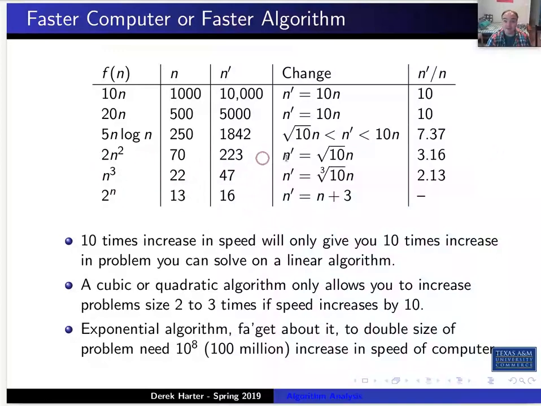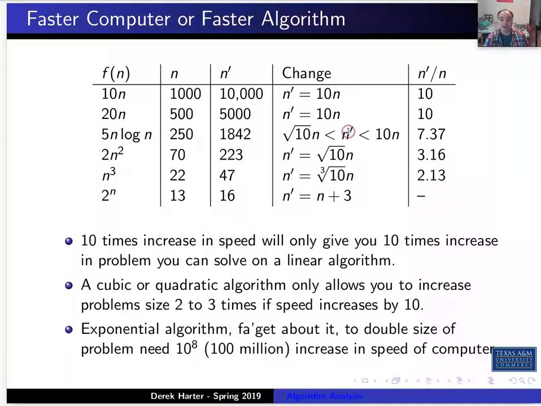N cubed, the same thing, but it's going to be worse. If the speed of my computer increased by 10, it's going to be the cube root of 10 that is the size of my new problem that I can handle in the same amount of time. So I'll only be able to handle problems that are a little bit over twice as big as what I could before if I increase the speed by an order of magnitude, by 10.